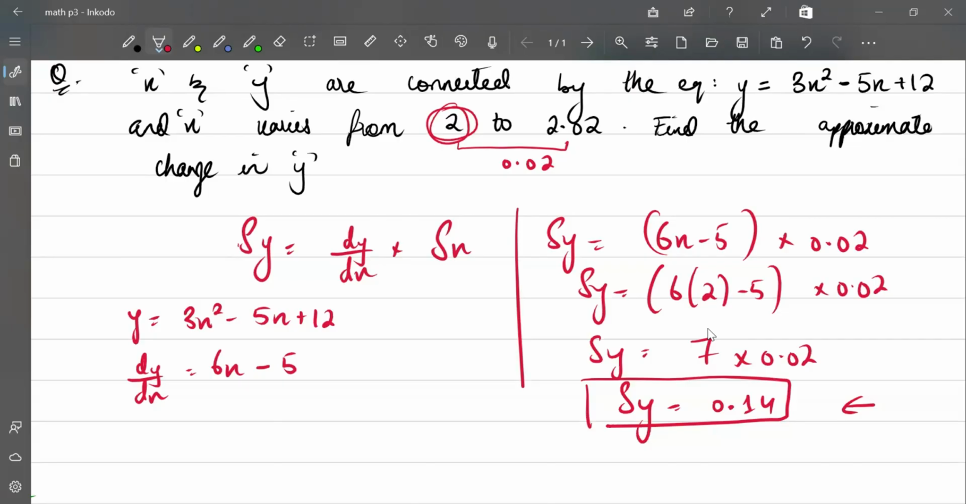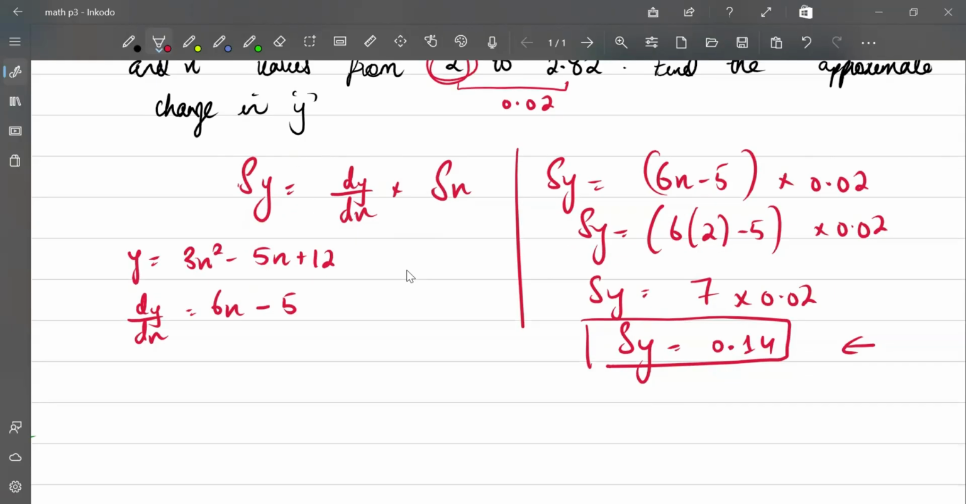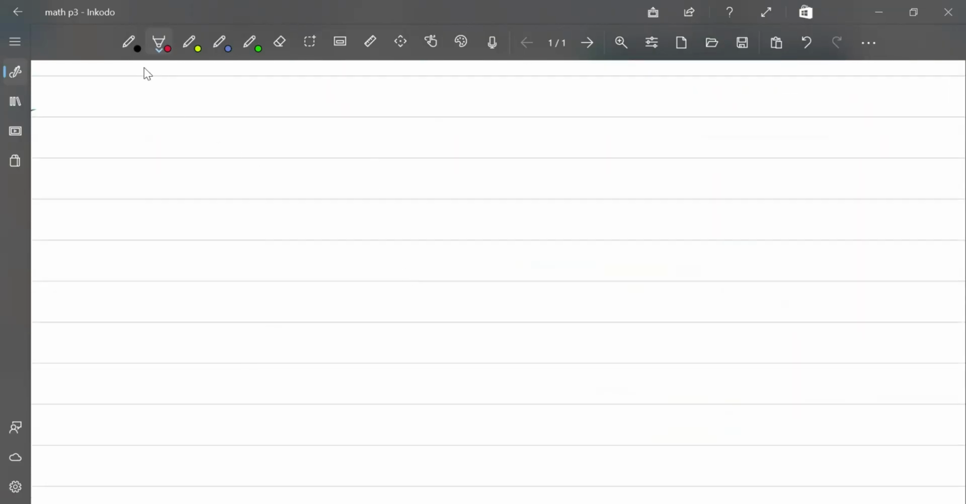So now this was small change in y. Now the question can also ask you small change in x, for which you would have to simply calculate small change in y and just shift the formula, play around with the formula to calculate the small change in x. So let's do that as well. Let's do a question with that.